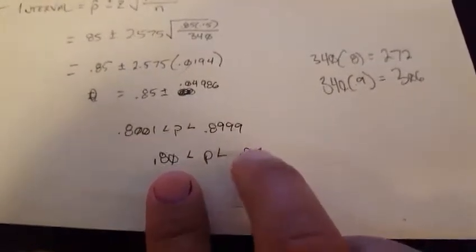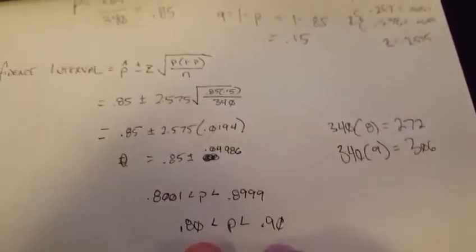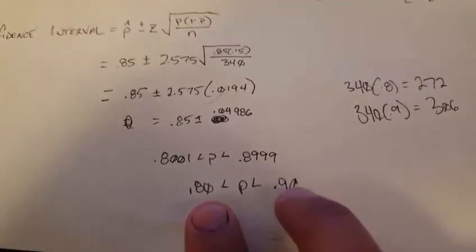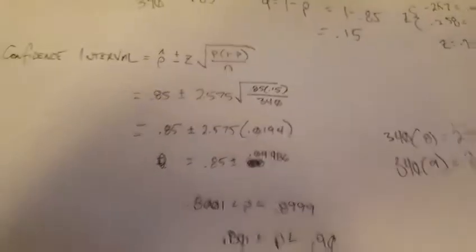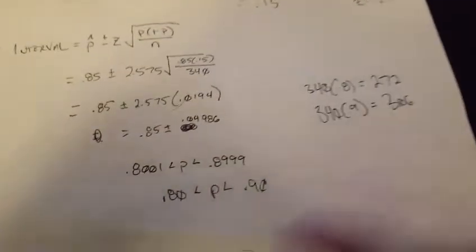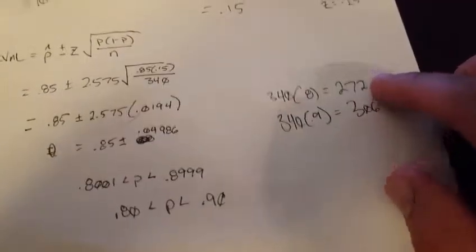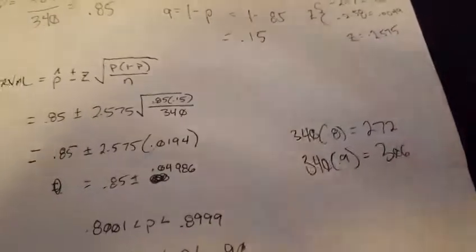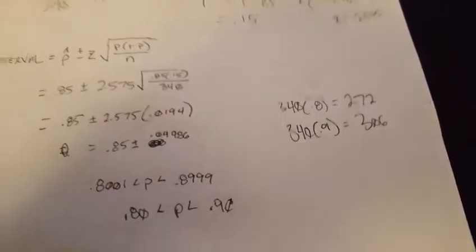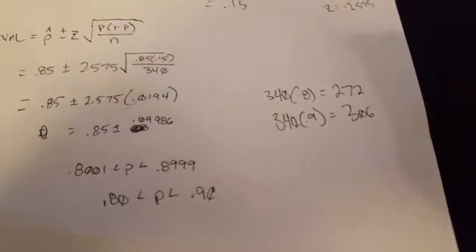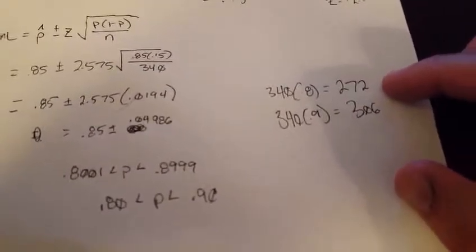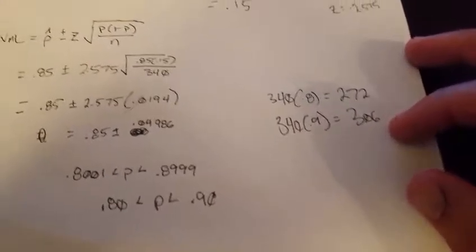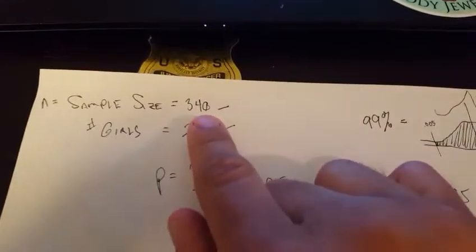So that tells us the 99% confidence interval would encompass between 80 and 90% of the data. If we take our original n value, which is 340, and multiply it by 0.8 and 0.9, we get 272 and 306. So to put that all together in a word answer, we're 99% confident with this new method that we would have between 272 and 306 girls out of 340 births.